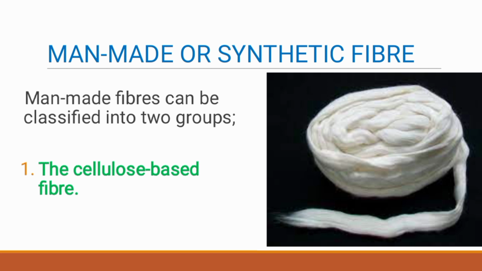So these man-made or synthetic fibers, there are cellulose base, meaning they are gotten from what? Plants. They contain cellulose of a plant, the plant cell. So they get it from the natural source and use it to produce their own kind of fibers. That's why it is called man-made or synthetic fiber, because it's man that made it.